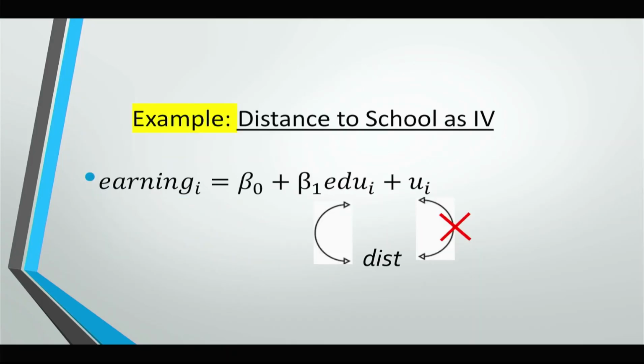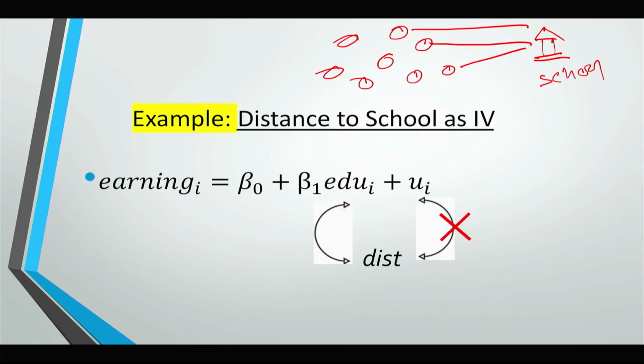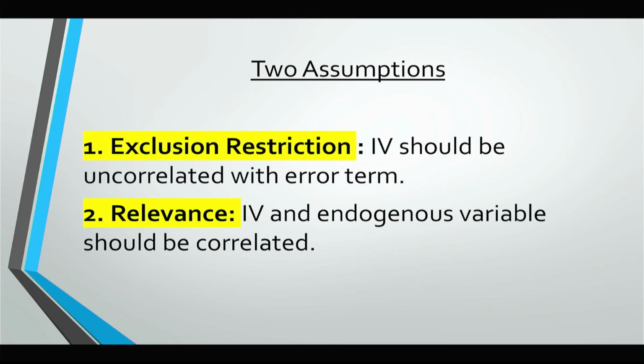So in this example, let's talk about distance from home to school. Here are the individuals' homes, and here is the school, right? We are measuring the distance from home to school. The idea of picking this distance is that the distance is not correlated with the error term, which satisfies the exclusion restriction.